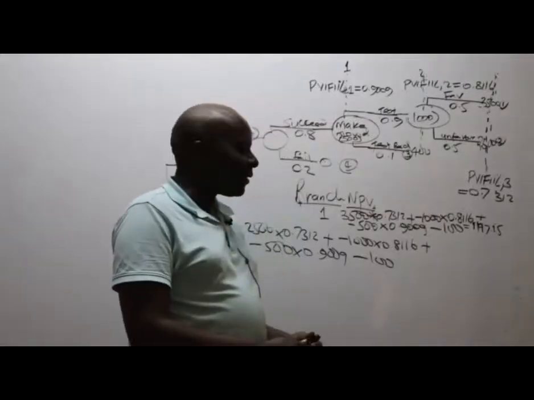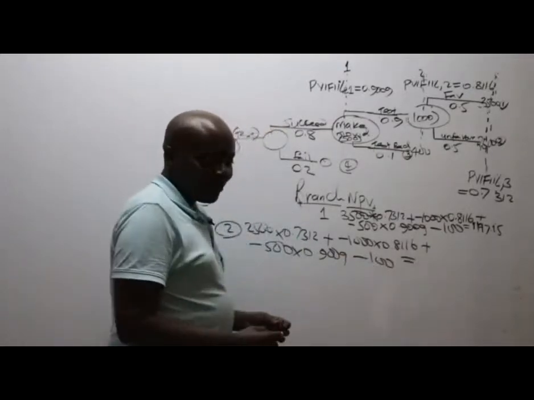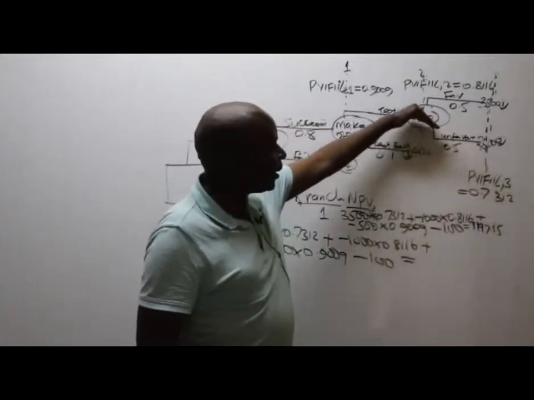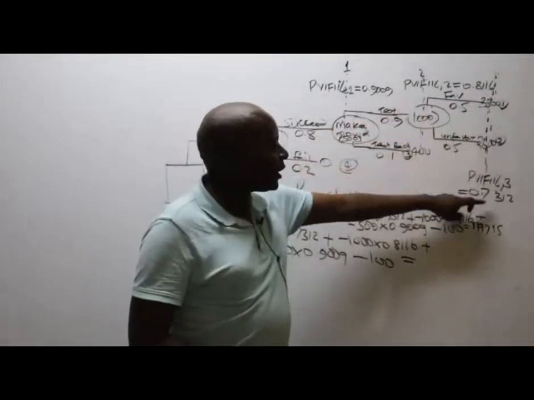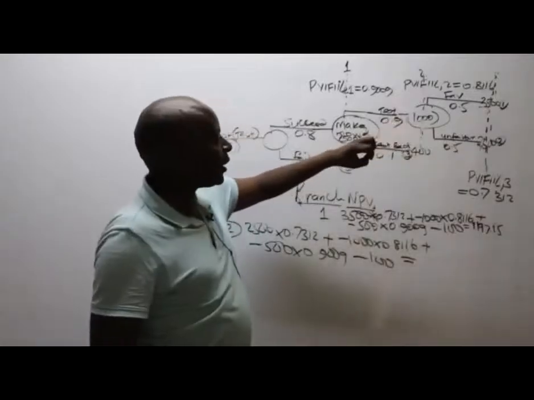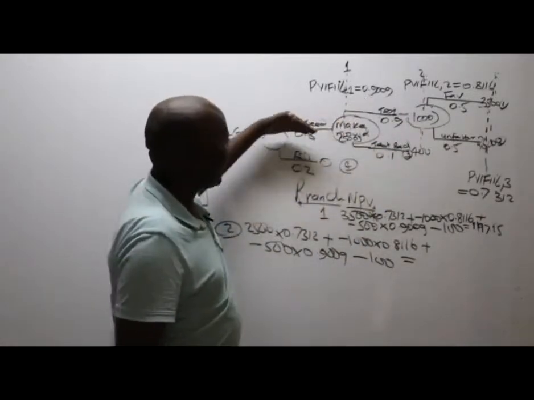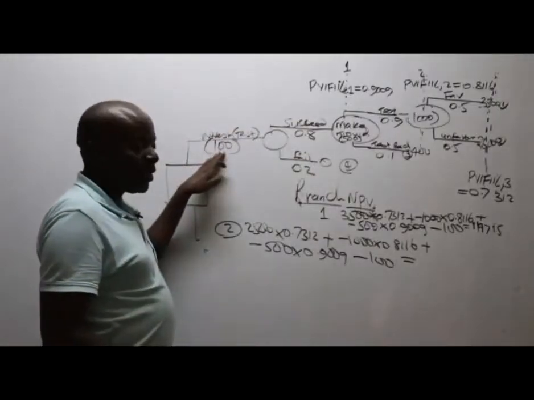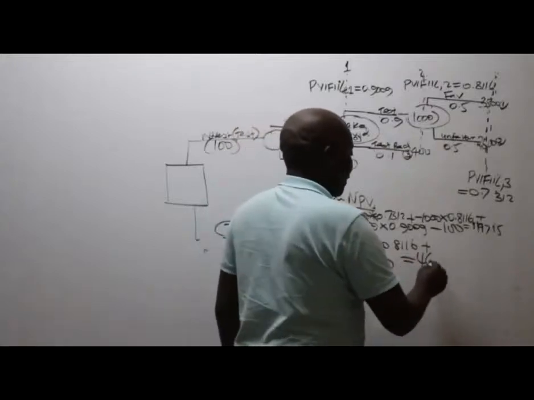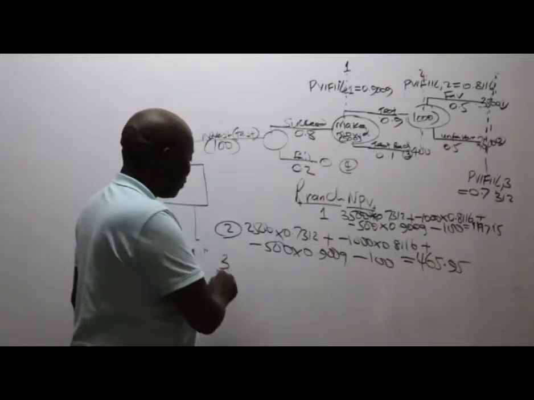So what are we getting here, somebody, for branch number 2? For branch number 2, the second tree, we are moving like this. So we have 2,500 times this, plus minus 1,000 times the discounting factor, plus minus 500 times the discounting factor, plus, it's a road, minus 100. 465.95.